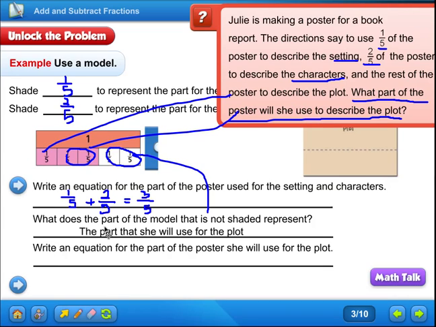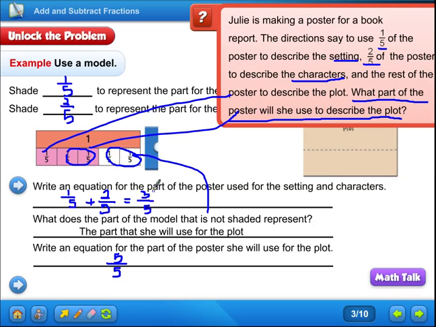So how are we going to figure out what she is going to use for the plot? Well, how many parts are there total in this poster? There is one whole, or there's how many fifths? I like to do the fifths. If you remember in class, we've done that before. How many total fifths are there? There is 5 fifths. How many parts is she already using?